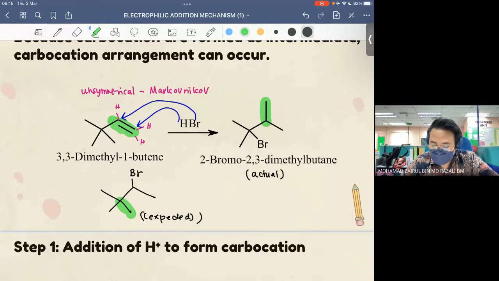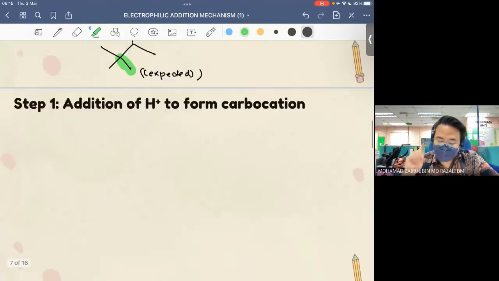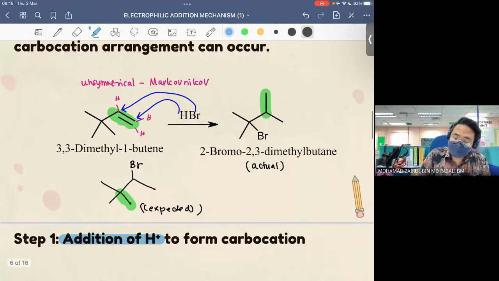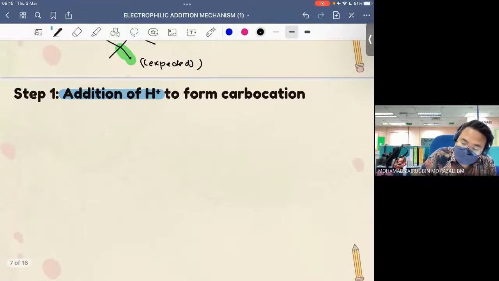Okay, now let's take a look at the mechanism. The first step, so macam biasa, the first step itu adalah addition of H+. Okay, addition of H+. So kalau awak tengok tadi, okay, H+ itu will be added to this carbon. Okay, H+ itu will be added to this carbon. Okay, so kalau saya salin balik saya punya reactant tu.